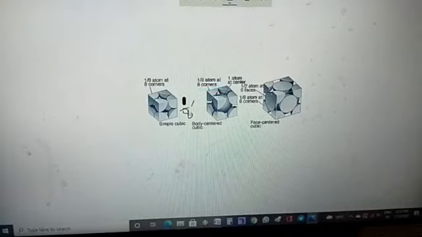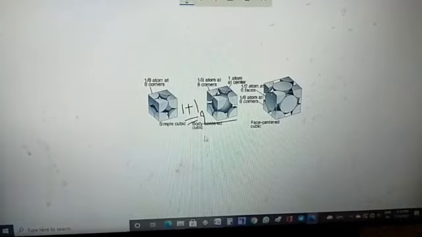Along with this, one particle is present at the center, no? So this central particle belongs to only that particular unit cell. As it belongs to only that particular unit cell, here 1 and here 1. So in total, how many atoms are present in the body centered cubic unit cell? 1 plus 1 means the number of atoms is 2. How many? 2 atoms will be present.